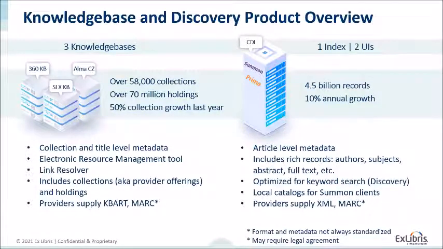As I mentioned earlier, it's important to emphasize that there are two different sides. In the knowledge bases, it's title level metadata. We emphasize using KBART and MARC records for the knowledge bases, and that is primarily for the electronic resource management and link resolving. On the other side, we have the discovery index. This is article level metadata. It is much richer than the title level metadata. So we include metadata such as subject terms, full text, abstracts, etc. Discovery also allows for greater granularity for patrons to find the content that you have purchased.